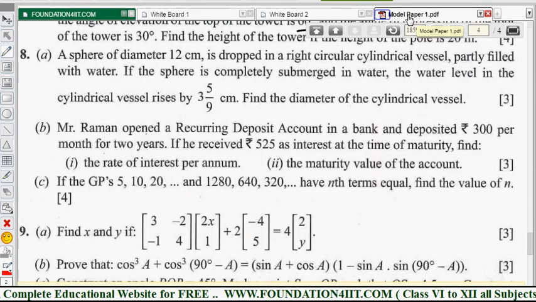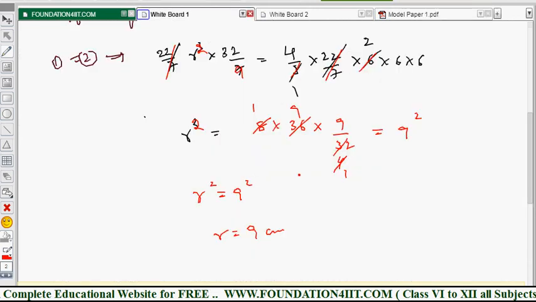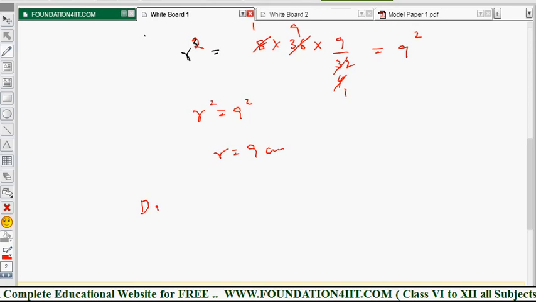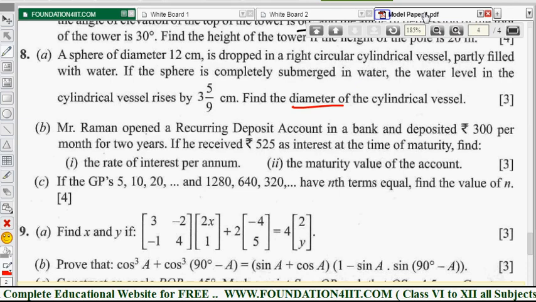As per the question, they asked to find the diameter of the circular vessel. So diameter is equal to 2r. Therefore, diameter equals 2 into radius. So 2 into 9, that is 18 centimeters. Right, yeah. Now this is about this.